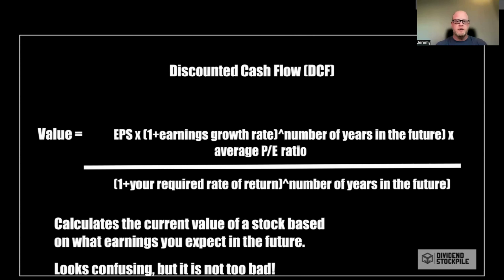of the stock based on what earnings you expect in the future. So this one looks confusing, but it's really not too bad. The way you calculate the value is take the earnings per share times 1 plus the earnings growth rate that you or the analyst expect, raise it to the number of years in the future, and then multiply that by the average PE ratio of the last 5 years. You take that whole number and divide it by 1 plus your required rate of return, raised to the number of years in the future.